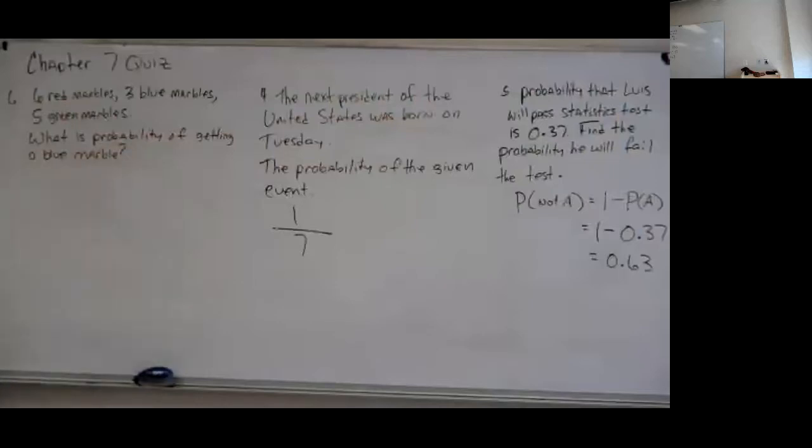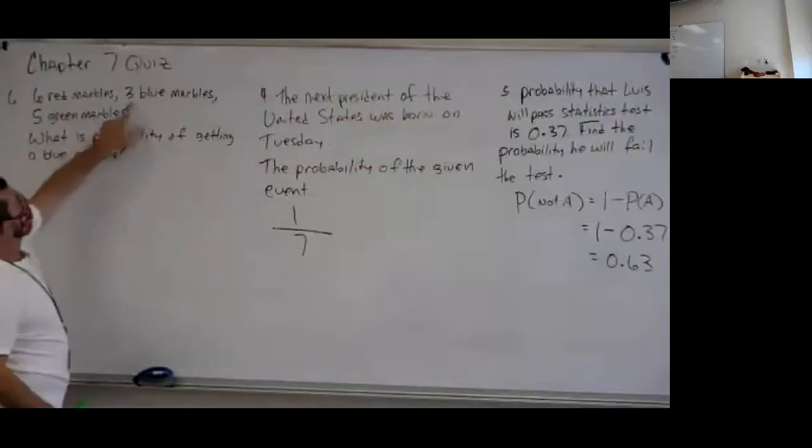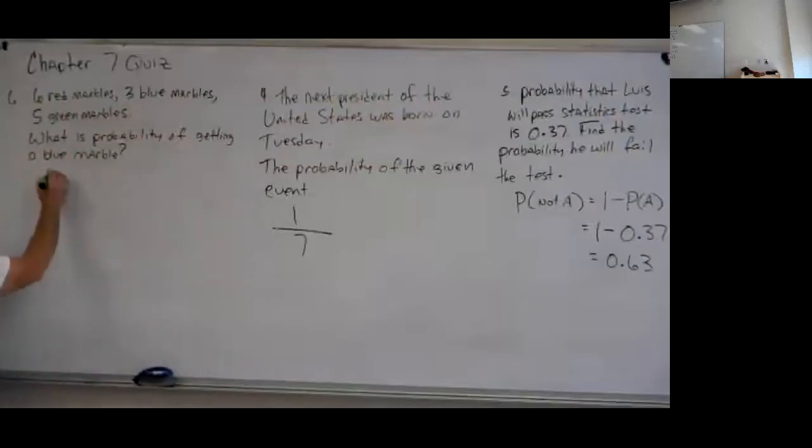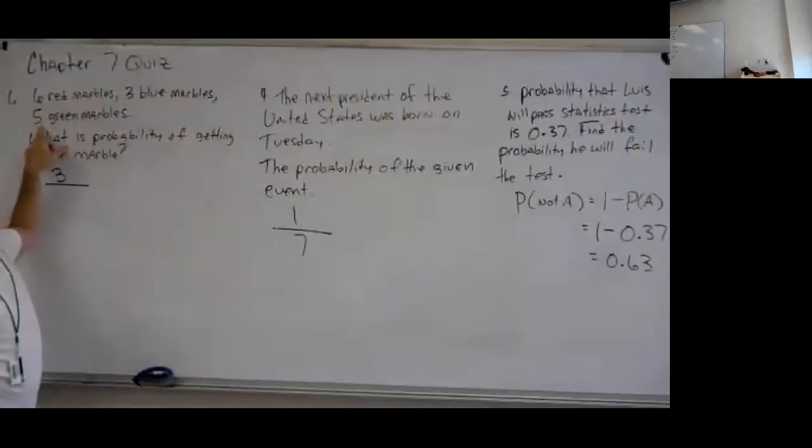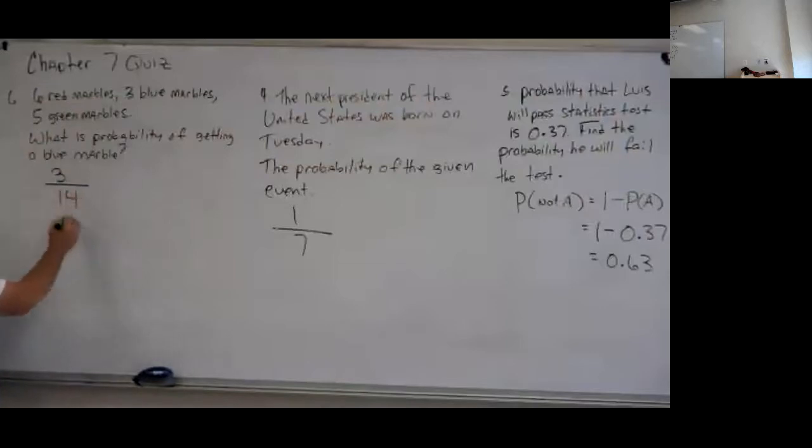So to figure out the probability of getting the blue marble, you need to count how many blue marbles there are. They told me I had 3 blue marbles, so I can choose 3 blue marbles out of how many total marbles? Then you got what? 6 and 3 is what? 9. And 5? 9 plus 5 is 14. So if you got 14 total marbles, 3 of them are blue, then you have a 3 out of 14 chance of getting a blue marble.